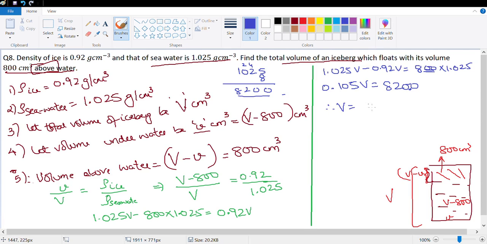Therefore, capital V would be equal to 820 upon 0.105. That's 820 into 1000 upon 105. That's 5 into 21, that's 5 into 1, 5, 32. That's 5 into 6, 30, and 4. Let's divide.